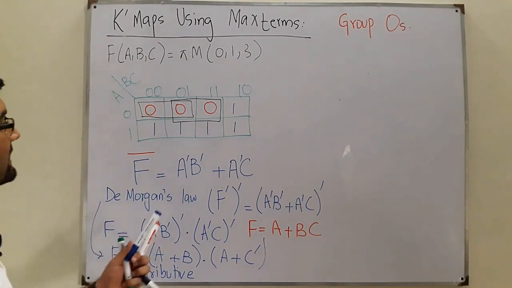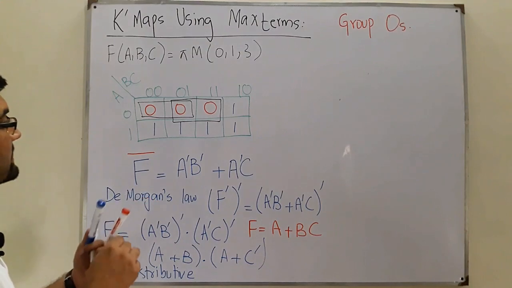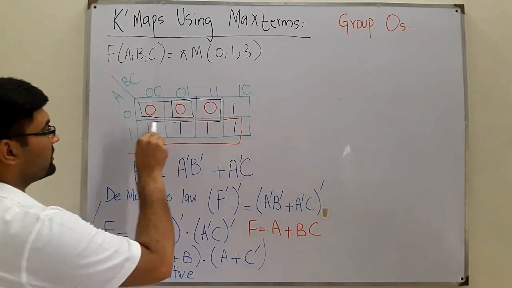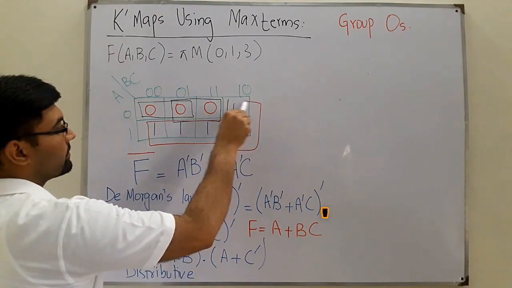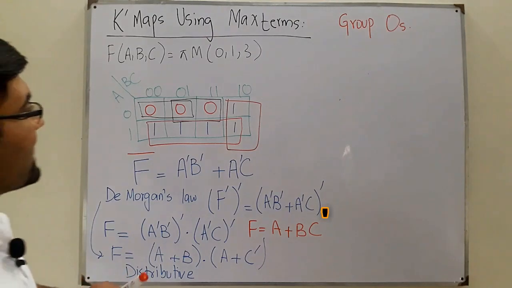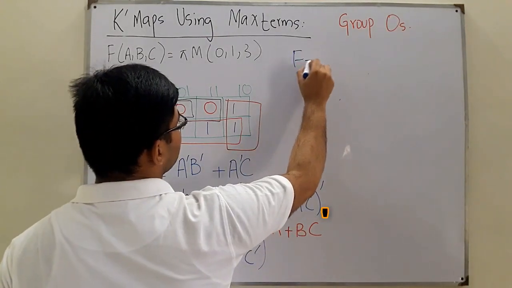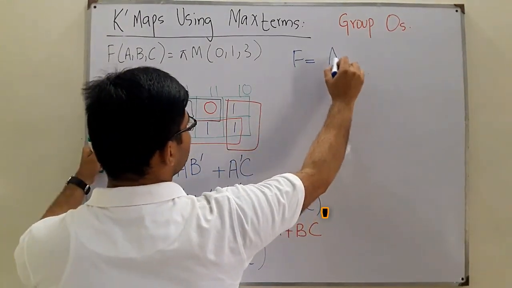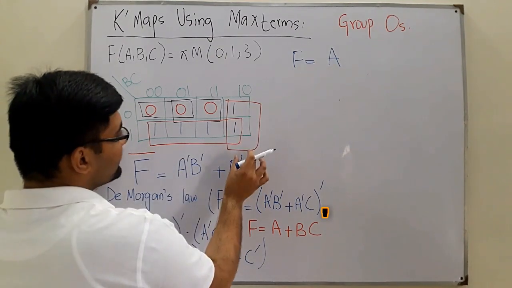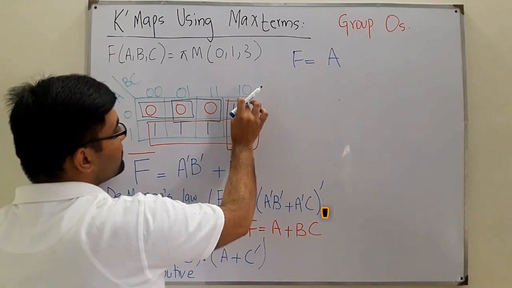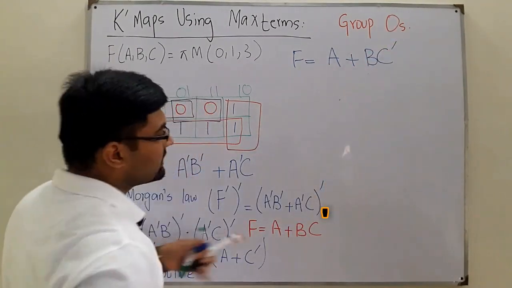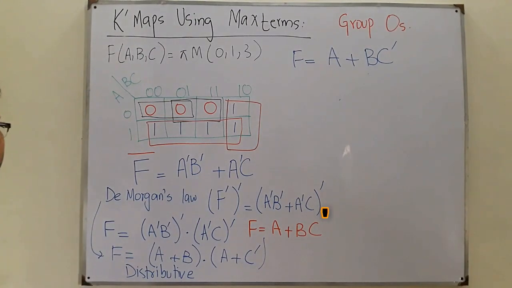Now let us cross-check. Let us group the ones in this case, all right? So we have the four ones over here. This is the first group, and this one would be the second group. All right, so what do we have in this case? Now the function is what? In this case, A is not changing for the horizontal row. And for the vertical column, you have B not changing as a 1 and C not changing as a 0. So you have B and then you have C complement, which is in accordance to this one, all right? Okay, now let's say we have another example.